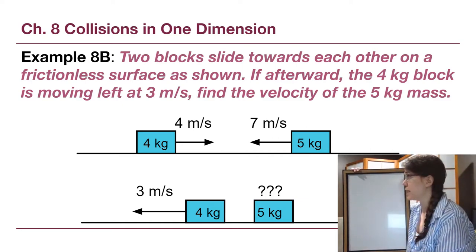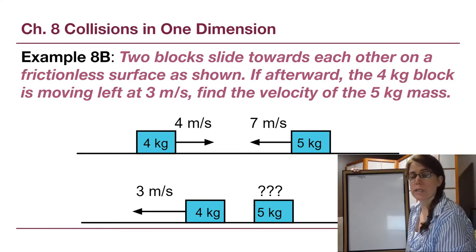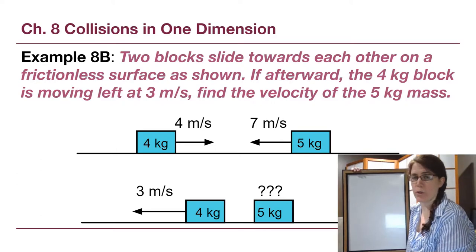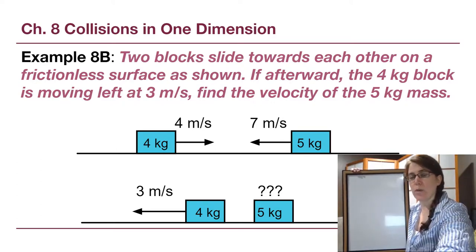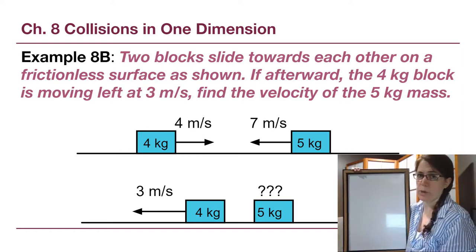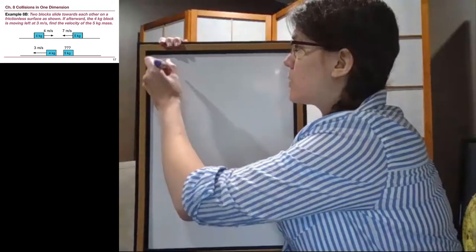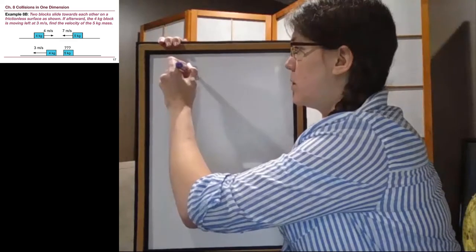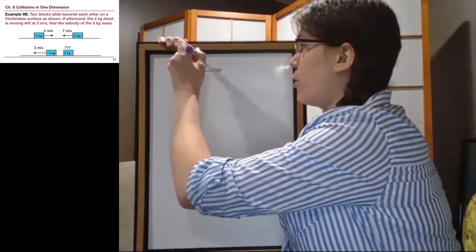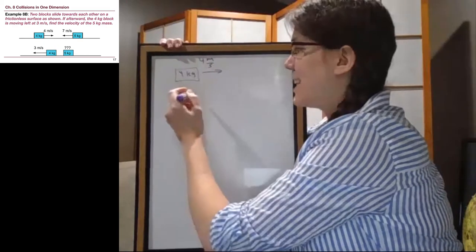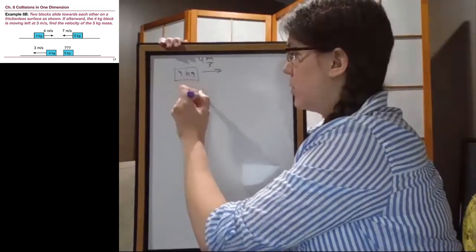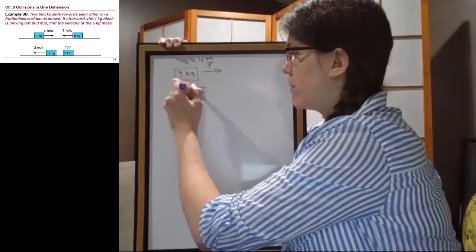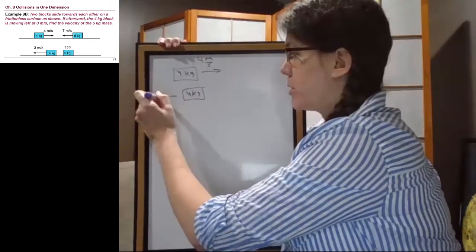All right. In this second example for Chapter 8, we're going to see a situation where we know one of the final velocities, but we don't know the other one. So in the same way that we want to handle almost every problem that we ever encounter, we start with a picture of the situation. So we can start by saying, all right, this block here, that's 4 kilograms, is moving to the right at 4 meters per second. And at the end of the problem, after the collision, we see that it's going to be moving to the left at 3 meters per second.